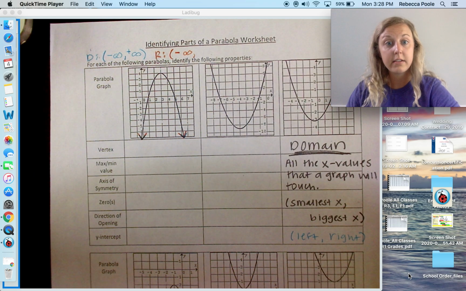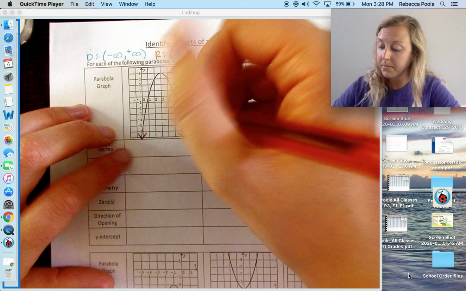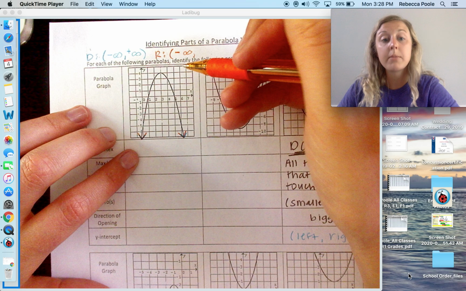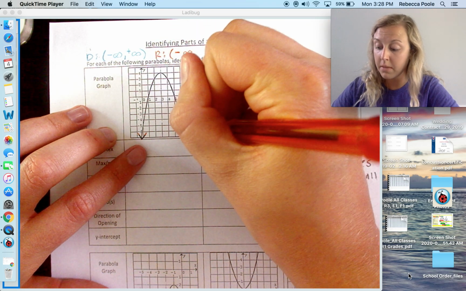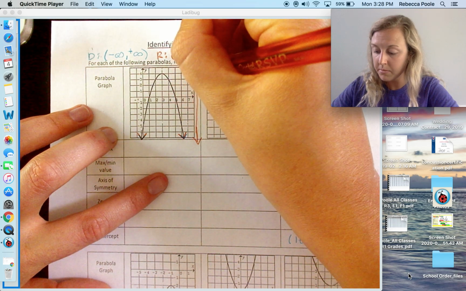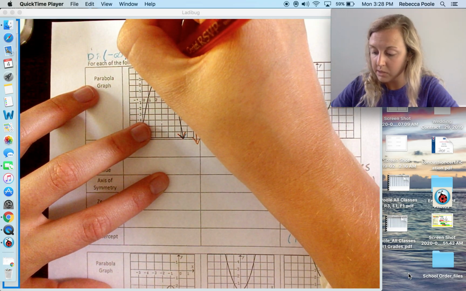Hopefully you said negative, right? Now, this is the cool thing about range. It's not going to go all the way up to positive infinity. This one does start at the bottom, so it keeps going down. But if we draw this up, do you guys see how it stops right here?